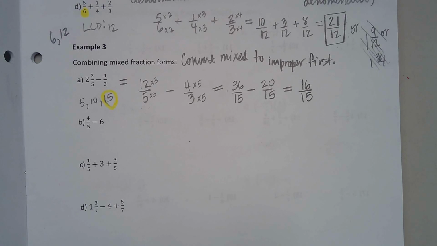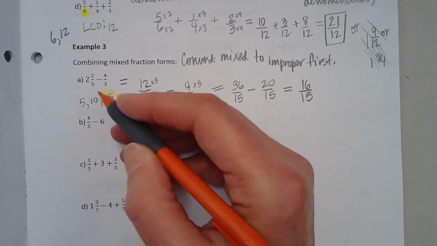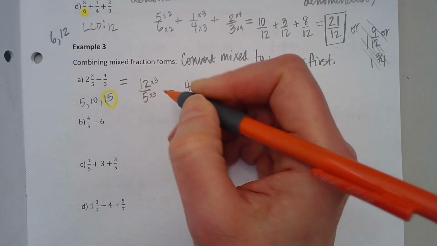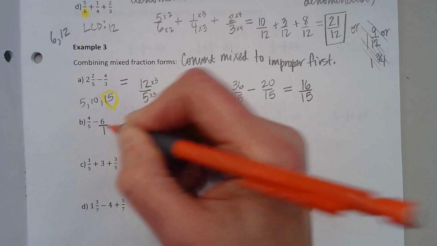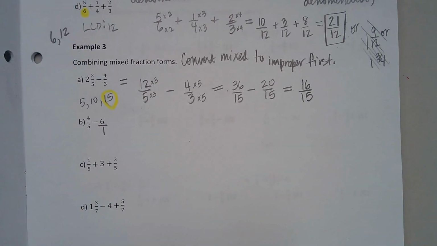I've got 4/5 minus 6. Okay, that's a bit of a problem, right? The first thing we need is we need a denominator for each piece. So this is fine, 4/5. What's the denominator on the 6? 1. Yeah, so write that in as a 1. Okay, what's my LCD going to be then?